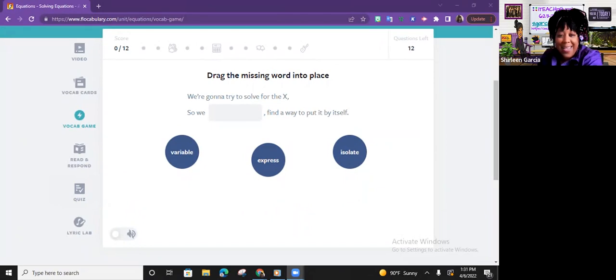All right. You're gonna try and solve for the X. So we blank, find a way to put it by itself. What word goes there? What's our first step? Variable, express, or isolate?